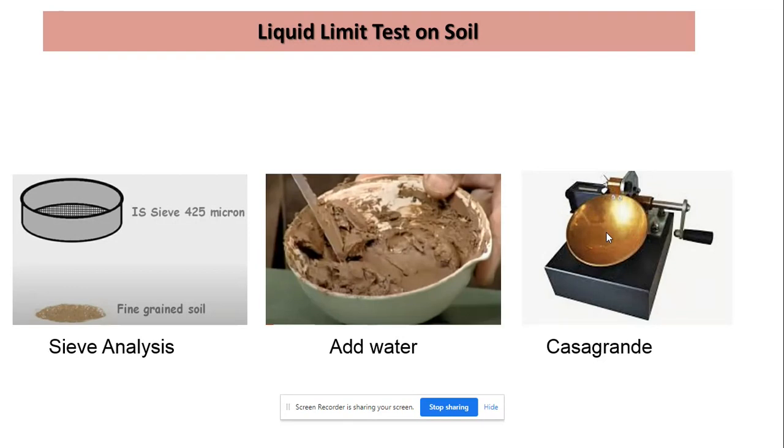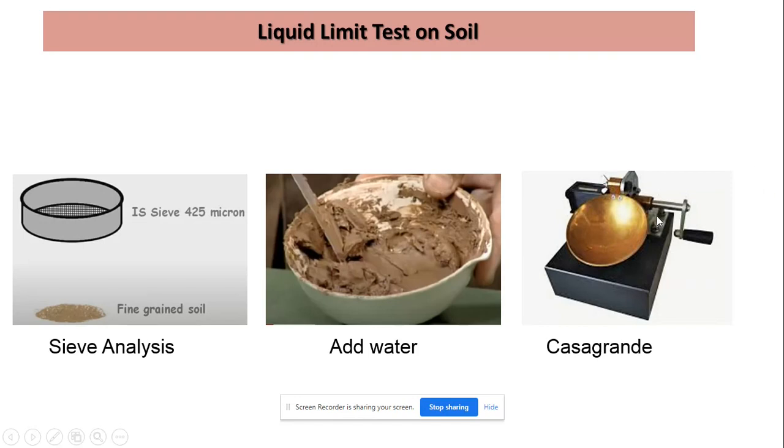So the first step is to pass the soil sample through a 425 micron sieve. After passing it through the 425 micron sieve, the amount of soil that has passed through is taken, and water is added to it, and a paste is formed. After that, this is put in the Casagrande apparatus.